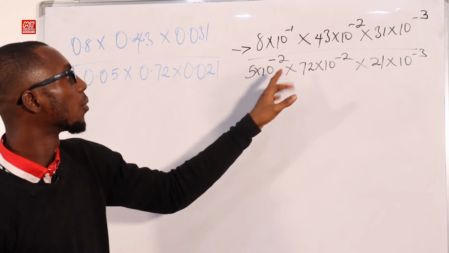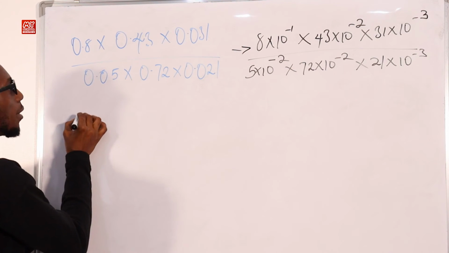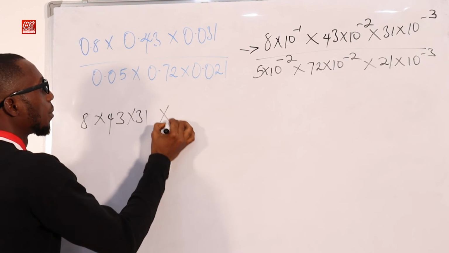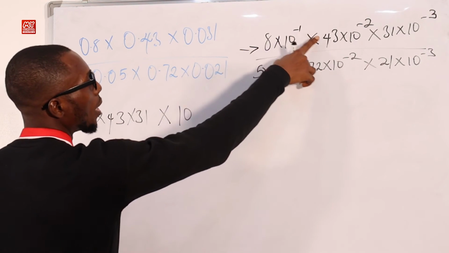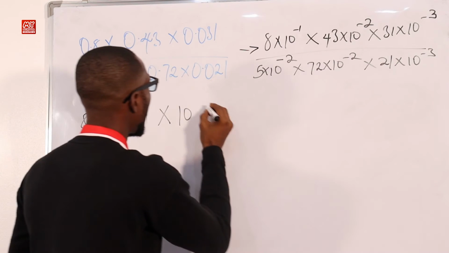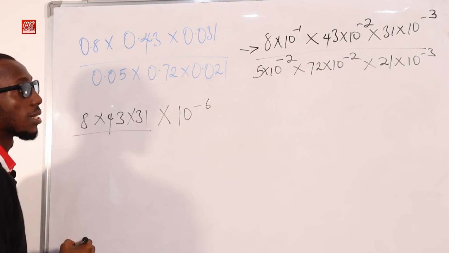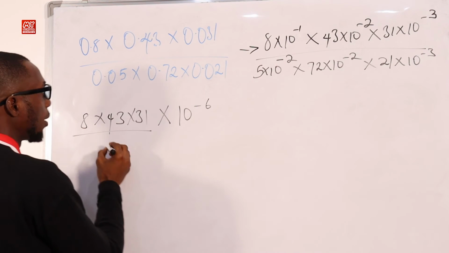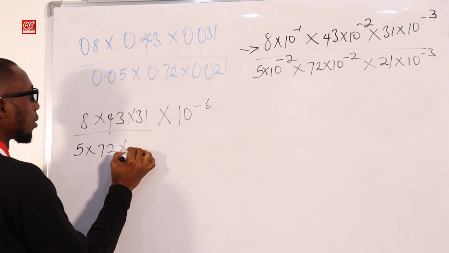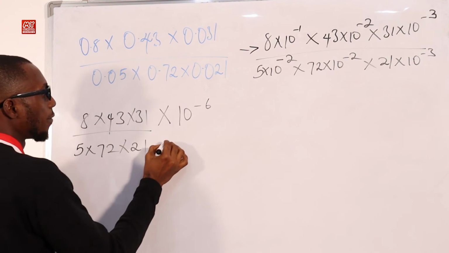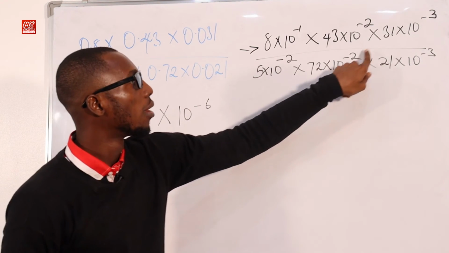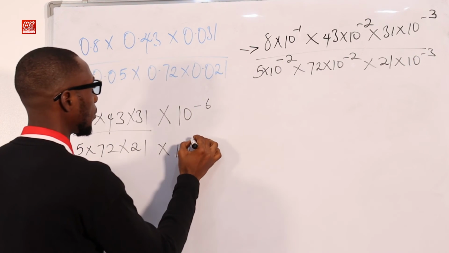So now let's pull out. We have 8 times 43 times 31, then times 10 raised to power minus 1 plus minus 2, that is minus 3, minus 3 plus minus 3, that is minus 6, isn't it? For the denominator we have 5 times 72 times 21, isn't it? Then we have times 10 raised to power what? Minus 2 plus minus 2, that is minus 4, plus minus 3, that is minus 7.